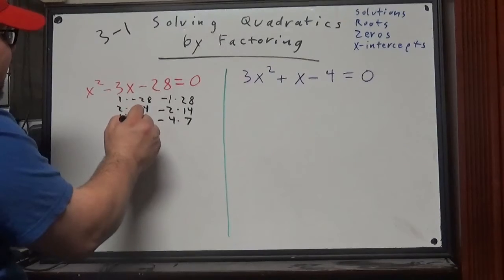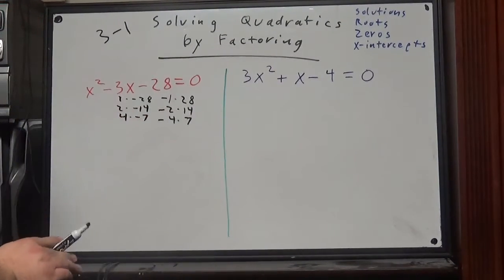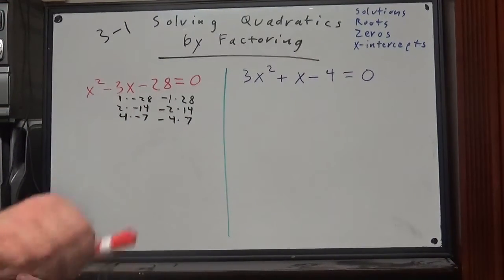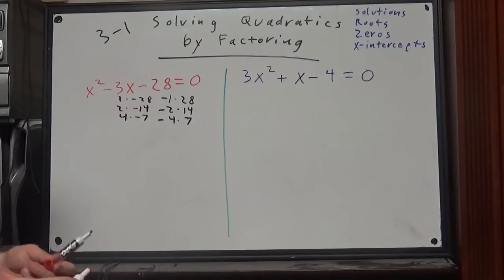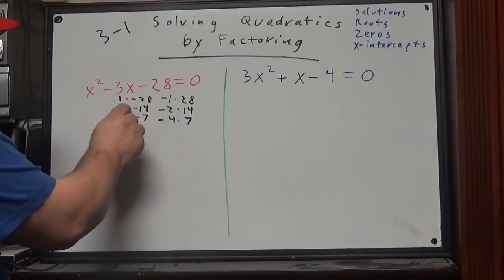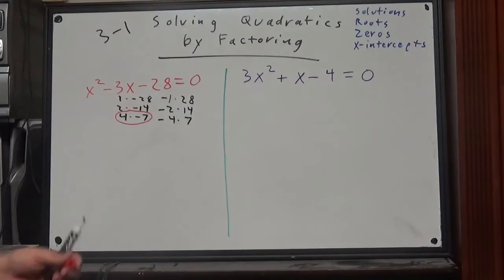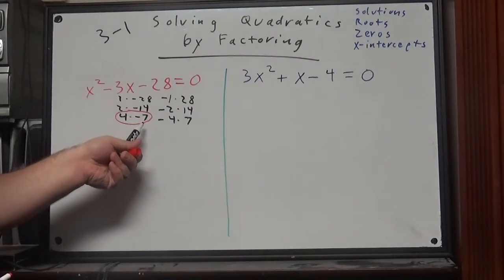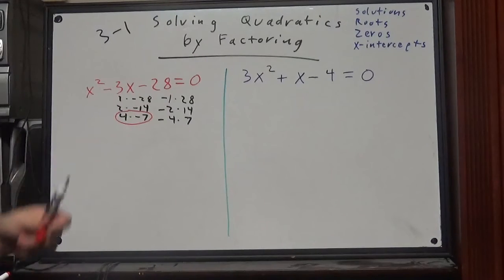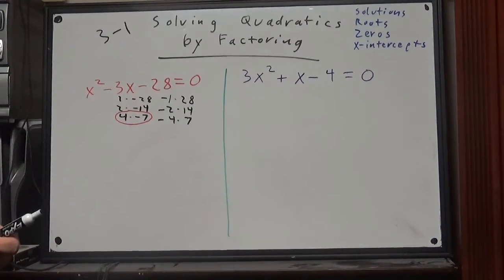4 and negative 7. And we can go through each one of these until we find which pair of factors adds to make negative 3. 4 plus negative 7 equals negative 3. You can go through each one, cross them out as they do not work, until you find the one that does work.